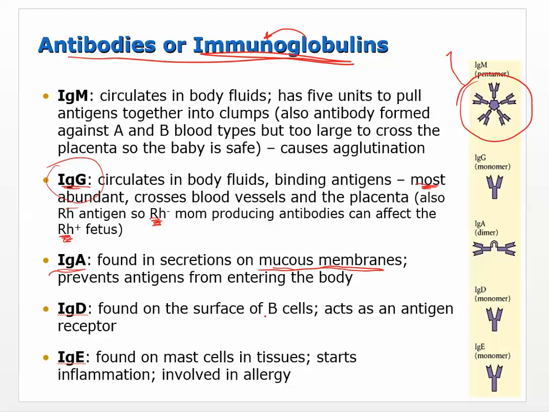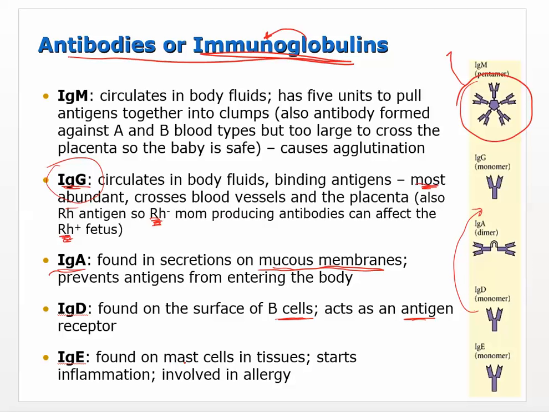IgD is found on the surface of B cells and acts as an antigen receptor. So this is what may be found on the B cell, but when it turns into a plasma cell, it will go through some rearrangements and turn into an IgG usually.